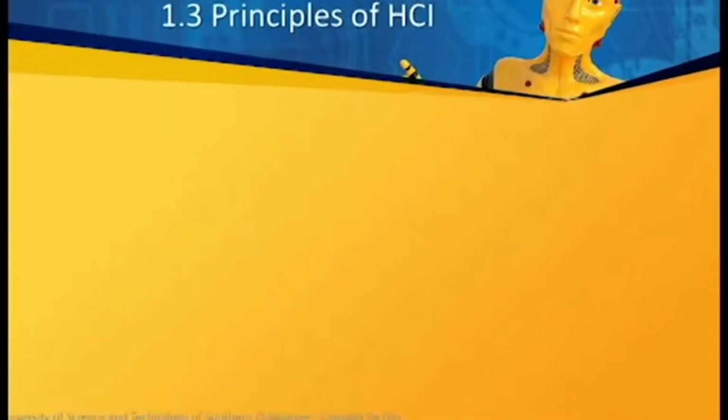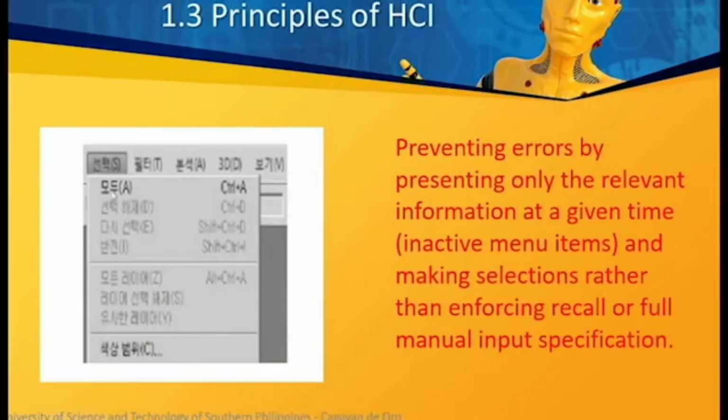For example, here in this figure, sorry, the character is in Chinese, but anyway, I'll explain it. This one is preventing errors by presenting only the relevant information at a given time. So only the tasks that you are allowed to do are activated, while the others that you are not allowed to do have their menus inactivated. That is preventing errors, so you cannot click on the others. Only the allowed menus are active.